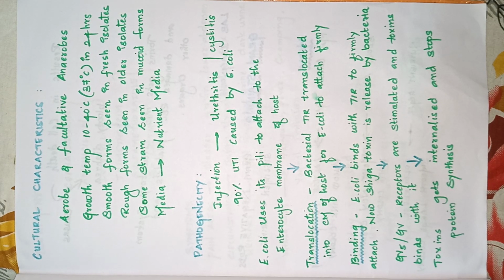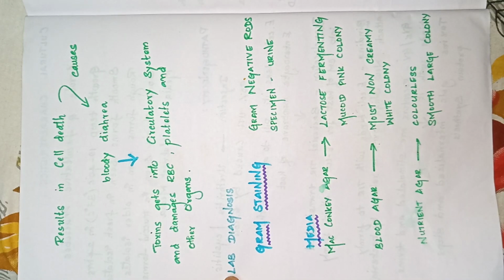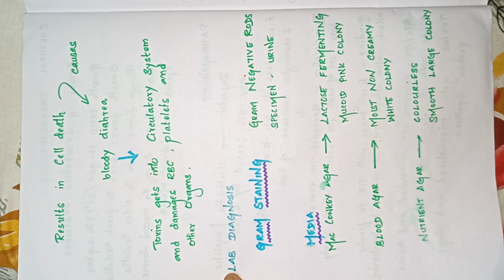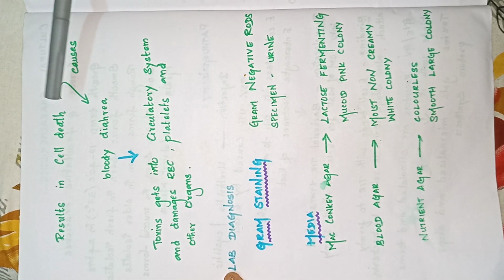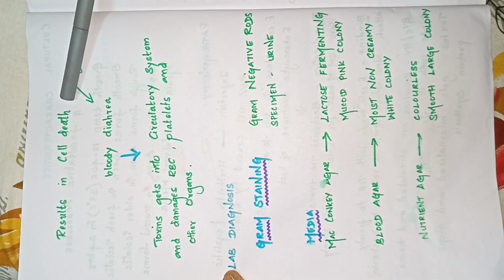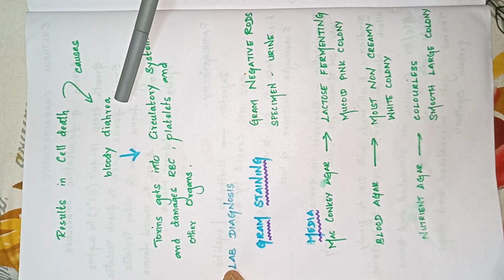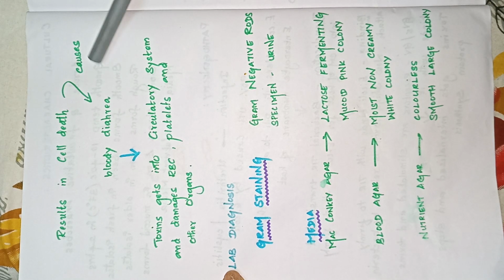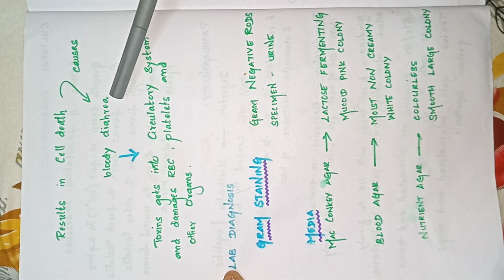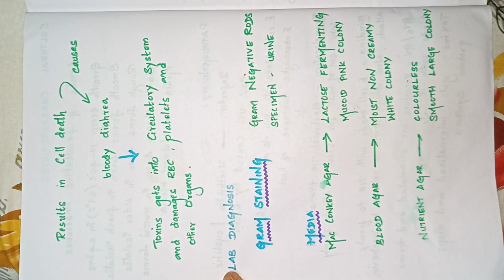So cell death is happening there, as protein synthesis is completely stopped because of the toxin release. Now, as the cell dies, it causes bloody diarrhea in the host. So that is the reason for the bloody diarrhea appearing in the host.